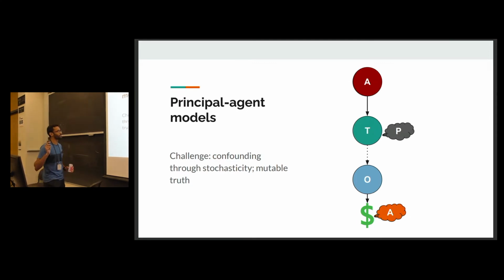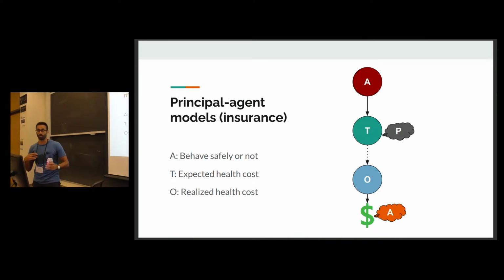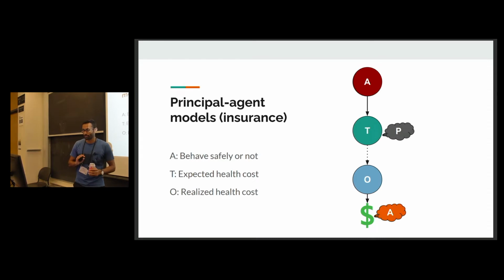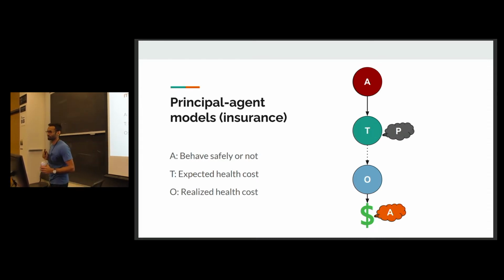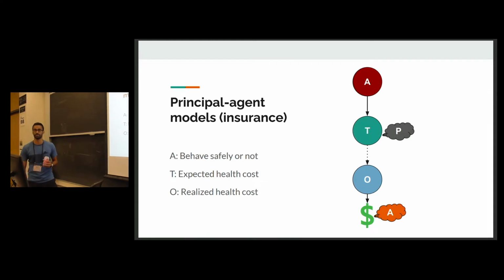To make this more concrete, let's think about a moral hazard insurance case, right? We can think of health insurance, for instance, as a principal agent setting. And again, you have actions. The agent is either going to behave in some safe way or not. Maybe you smoke or don't smoke. These are things that contribute to your health. But of course, the principal doesn't directly observe these things. And then there's some truth, right? There's some truth that your behavior produces, which is, let's say, the expected cost to the healthcare system that you incur. This is what the principal cares about in aggregate.